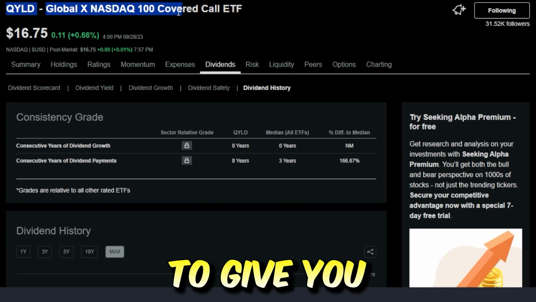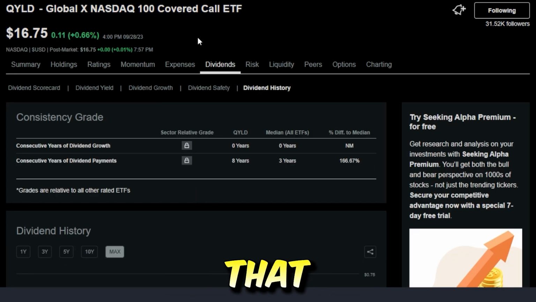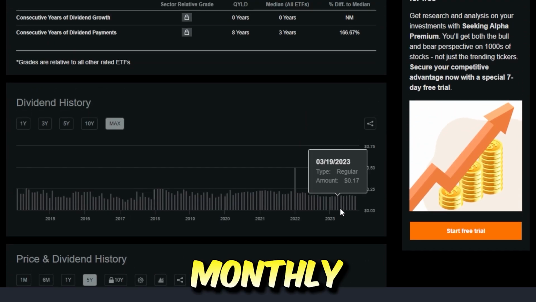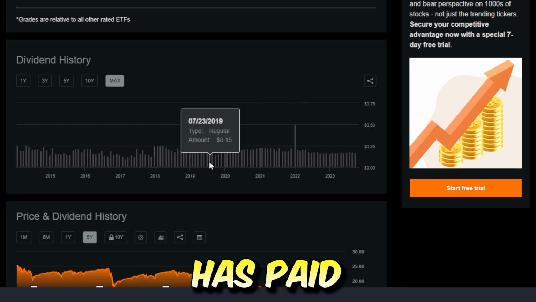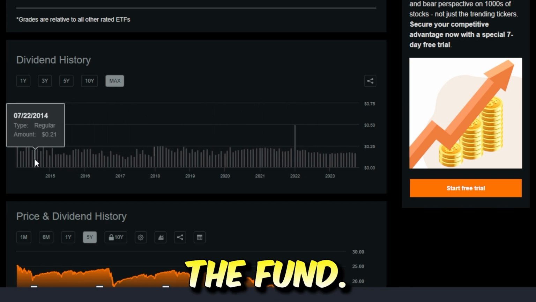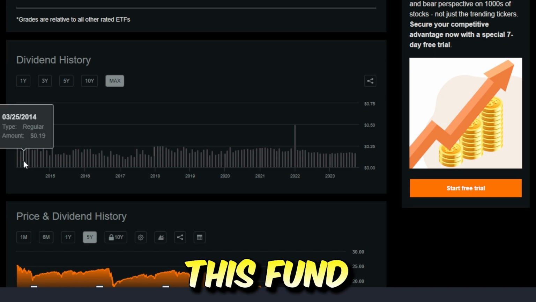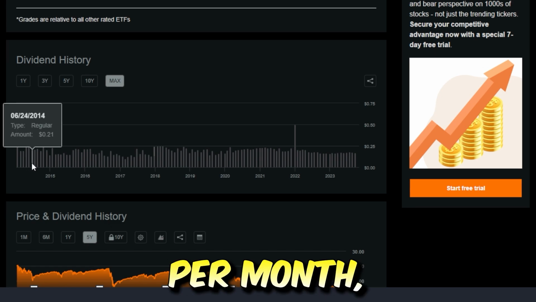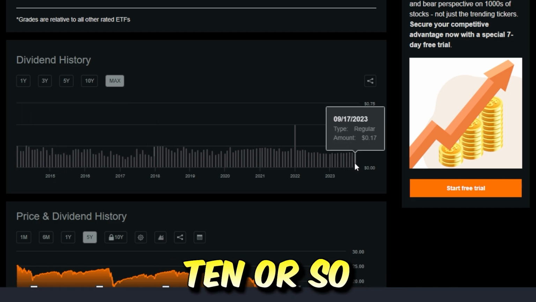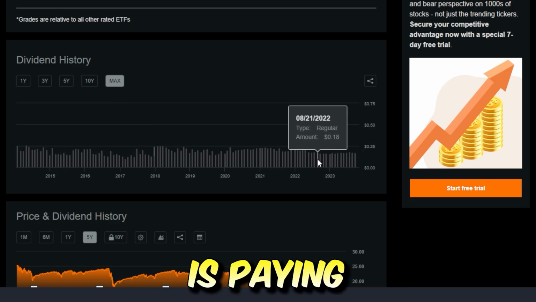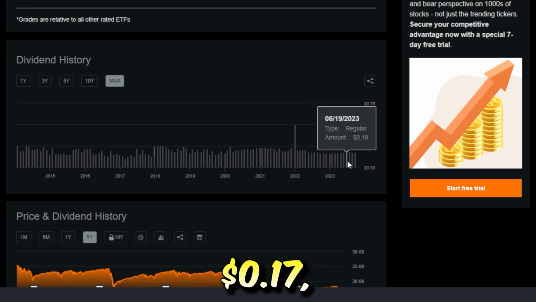Now, to give you a visual example of an ETF that does not have dividend growth, the QYLD, the Global X NASDAQ 100 Covered Call ETF, has been paying dividends on a monthly basis for quite some time. Here's every single monthly dividend that this ETF has paid since the inception of the fund. If you go back in time to 2014, this fund was paying around 19 cents per month per share, 21, 26, and pretty much everything in between. Around 10 or so years later, this ETF is paying around 16 cents per share, 17 cents, 18 cents per share.